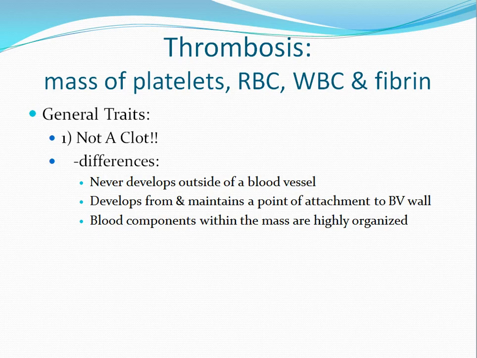The definition of a thrombosis: it is a mass of platelets, red blood cells, white blood cells, and fibrin. One thing to note about a thrombosis: many people think of it as a clot. A thrombosis is not a clot. There are several reasons and differences between a thrombosis and a clot.